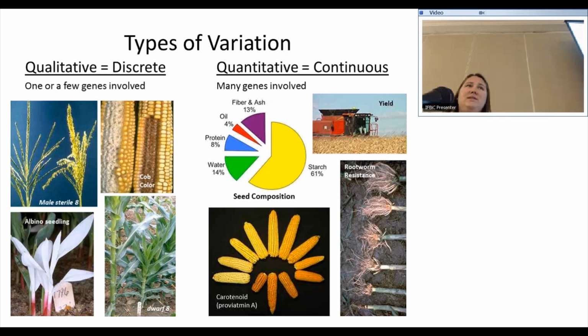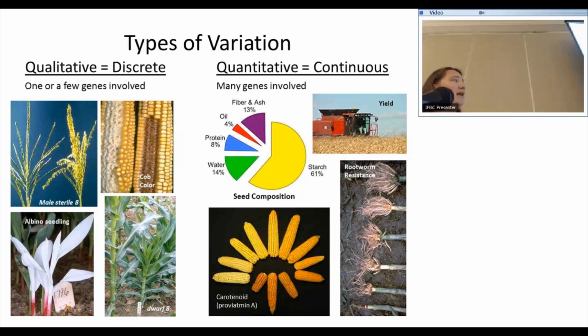So once we kind of know a little bit about the background of the information we're going to be talking about here, genetic variation, we can classify variation into 2 broad groups. And there's no defining line in between these 2 groups. The first group is what we call qualitative or discrete variation. And these traits are usually involving 1 or a few genes.